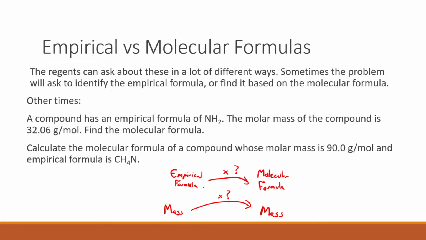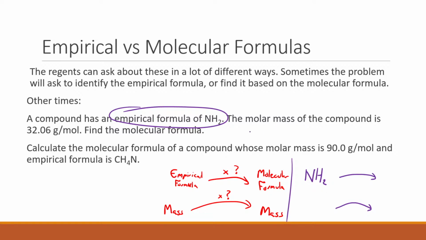So if I want to plug things into this schema, here they've given me NH2. They gave me empirical formula of NH2, so we're going to stick that right where we have our empirical formula. They gave me the molar mass of the compound is 32. I need to find the molecular formula, and I also need to find whatever I need to multiply by, my multiplication factor. But that's all the information they gave me.